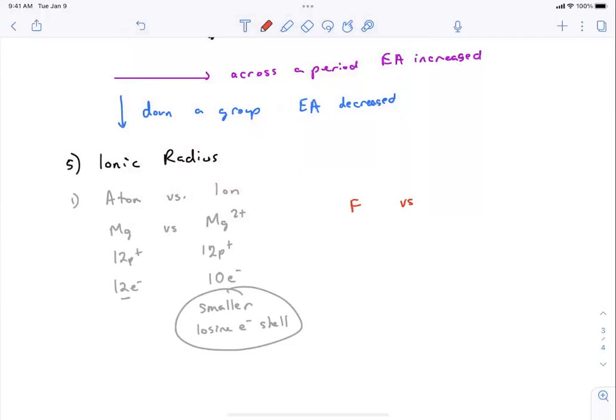Conversely, we look at F versus F minus. F has 9 protons and F minus has 9 protons. F has 9 electrons and F minus has 10 electrons. So they have the same attraction, but now you have more electrons here. And this is kind of back to what Emma was saying earlier. When you have more electrons, they repel each other more, so they force themselves to spread out. Therefore, the ion ends up being larger because you're gaining electron repulsion.